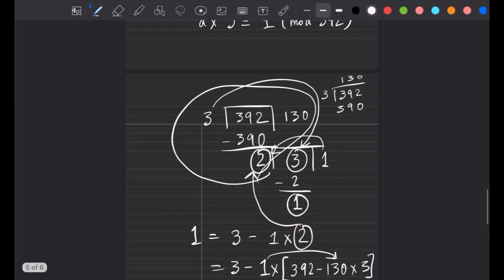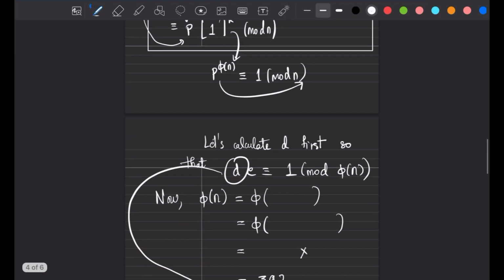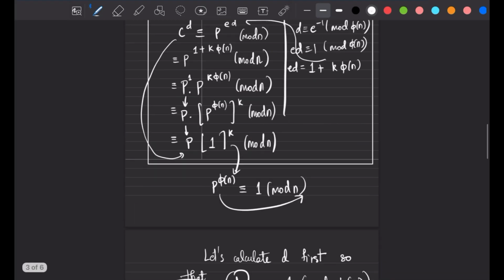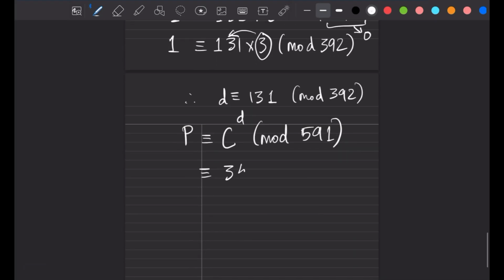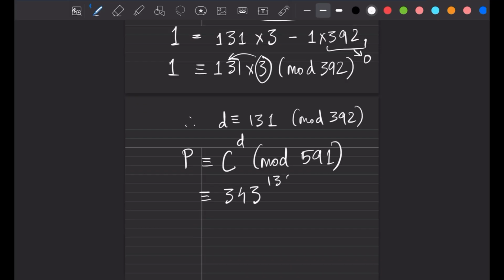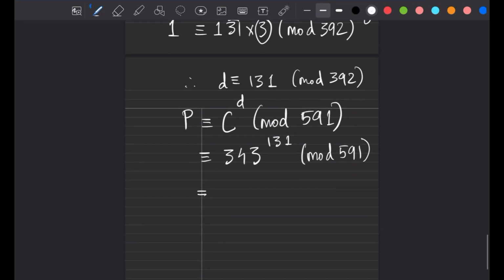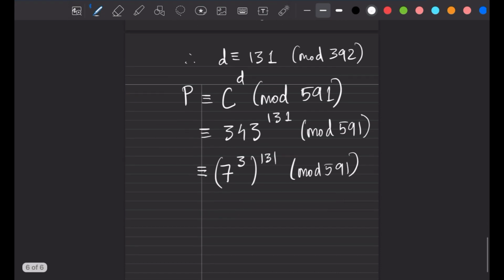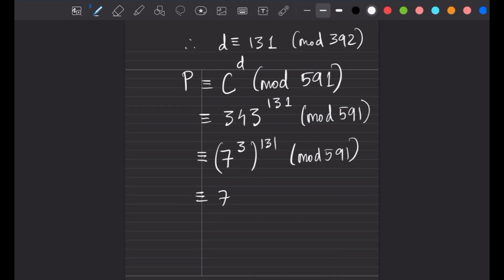So what was the C that we have found out? C was found out to be 343. Let's write that C over here, 343. And the D we have found out is 131. And this is all happening modulo 591. This number may appear very huge to you, but remember this 343 was nothing but 7 raised to 3. The whole raised to 131, which is nothing but 7 raised to 3 multiplied by 131, which is nothing but 393 modulo 591.